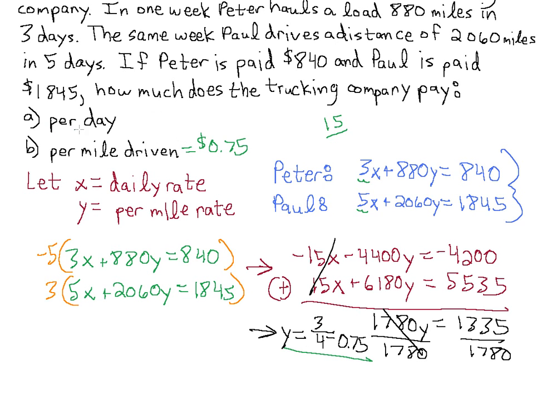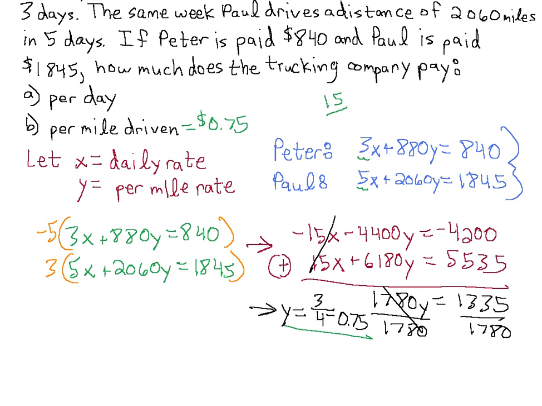Now we want to know the per day rate. So how much is each person going to be paid by the trucking company per day? Well, all we do is simply plug 3/4 or 0.75 in for y into either one of our original equations. All right, so let's plug it into the first one. We have 3 times x, which is what we want to solve for, plus 880 times y. Let's just go ahead and use the fraction form, 3/4, equals 840.